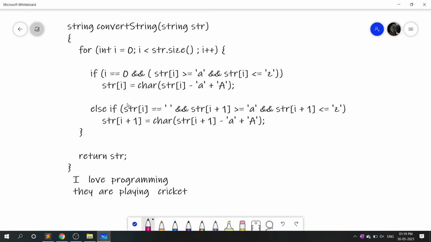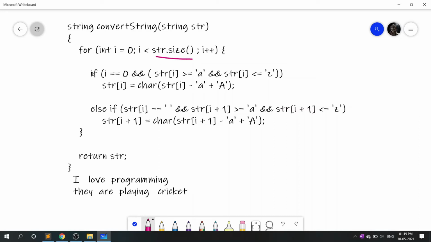Okay, this is the solution we are going to talk about. First of all, I'm iterating over the whole string using this for loop. str.size mainly gives the size of your string. For example, "I love programming." The total size of the string is calculated by using this function.